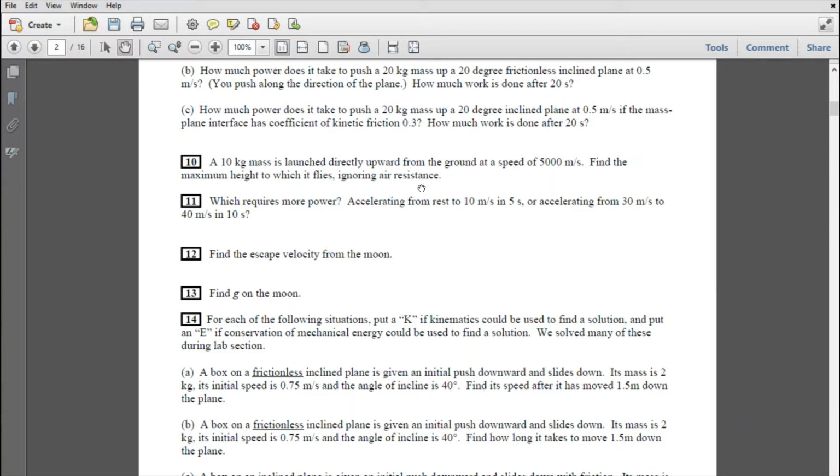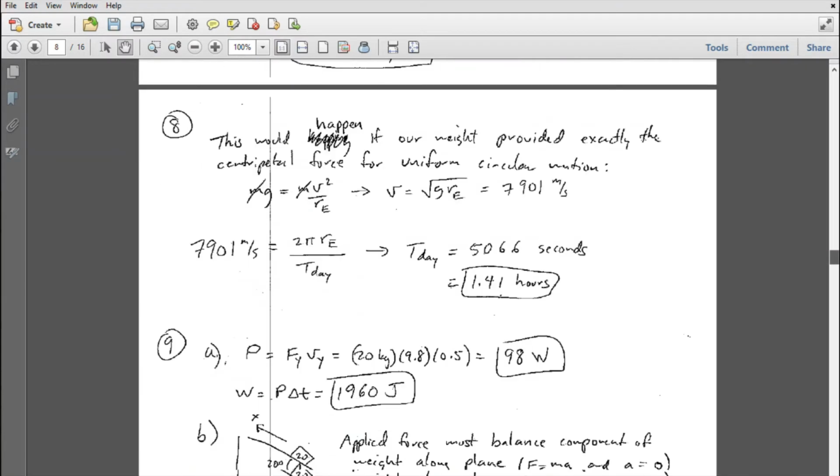Find the maximum height to which it flies, ignoring air resistance. So how high up does it go? So I'm going to take initial to be the launch time and final to be when it momentarily reaches its highest altitude, and figure out how high it goes. So let's go down to the solution for 10 now.